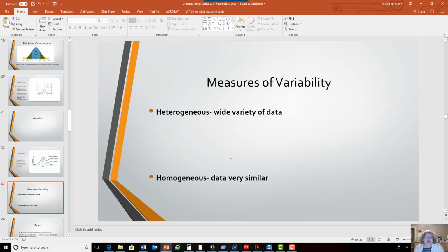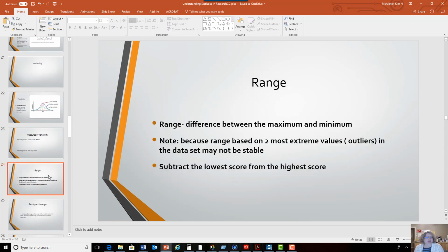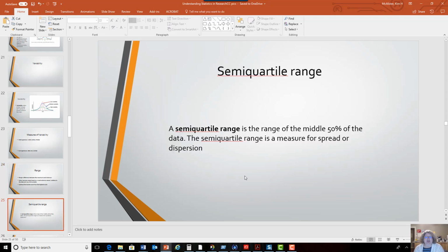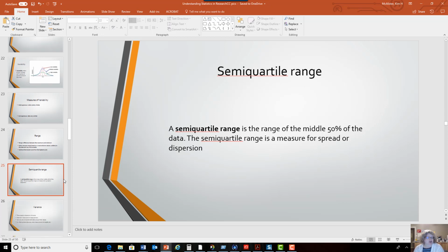If it's heterogeneous, you have a wide variety of data, and if it's homogeneous, it's very similar. This is a little review from the other presentation, but I want to bring it along with us. The range is the difference between the maximum and the minimum score, and because it's based on the two furthest outliers, the data set can be unstable. The semi-quartile range is the range of the middle 50% of the data, and this tells us the spread or the dispersion.